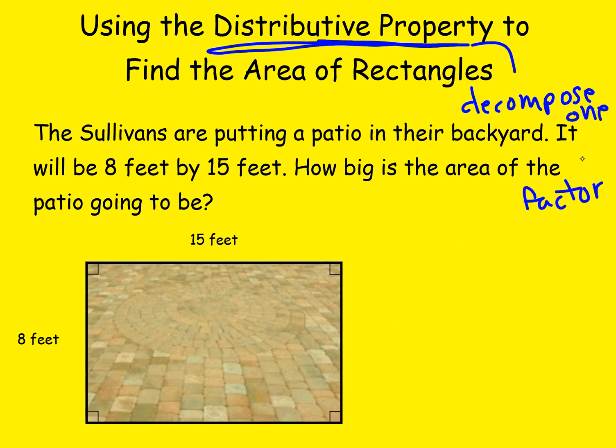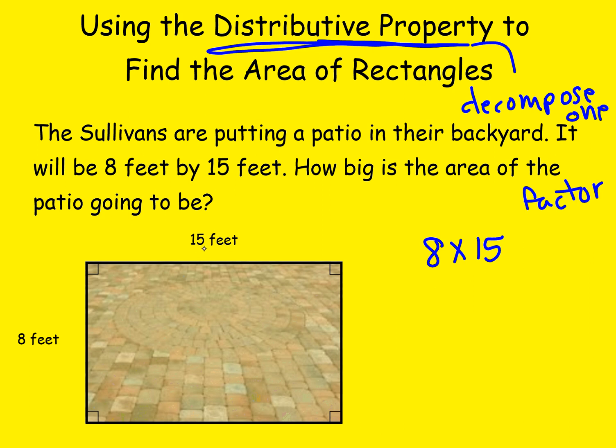So let's look at this example. The Sullivans are putting a patio in their backyard. It will be 8 feet by 15 feet. How big is the area of the patio going to be? Well, we know that we could do 8 times 15. However, the problem is we don't know our 15s. So what I would want to do is decompose that 15.